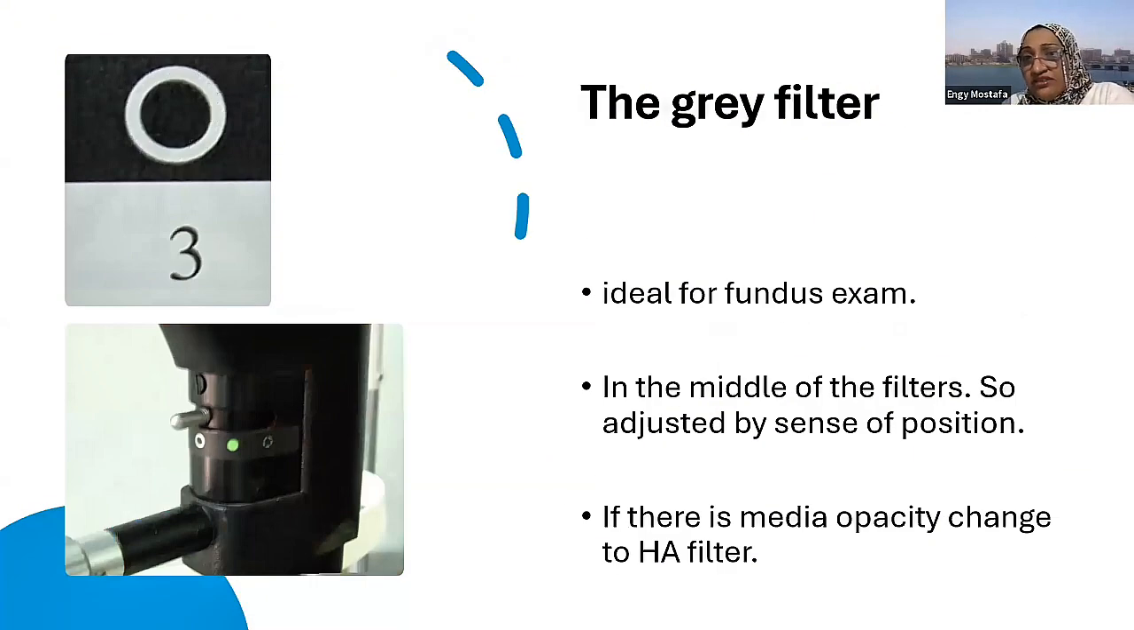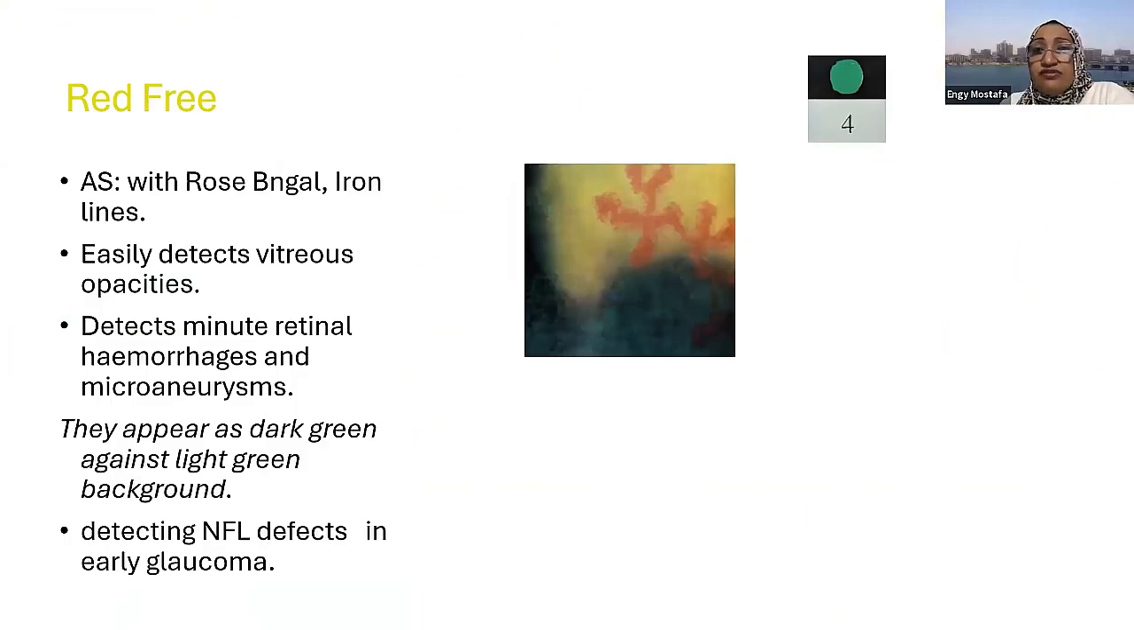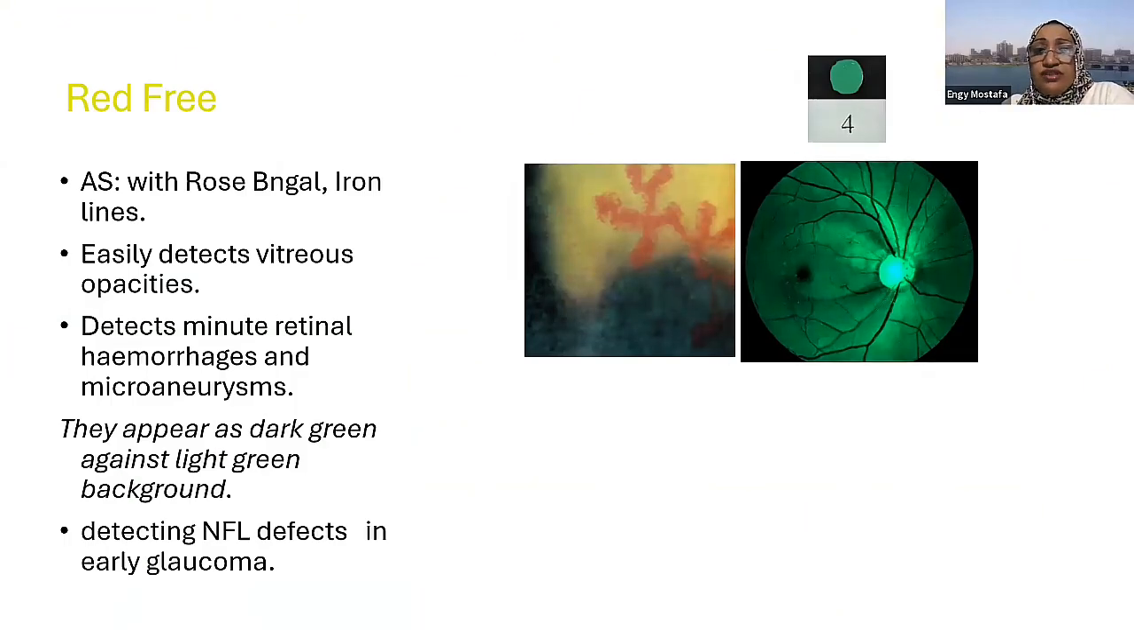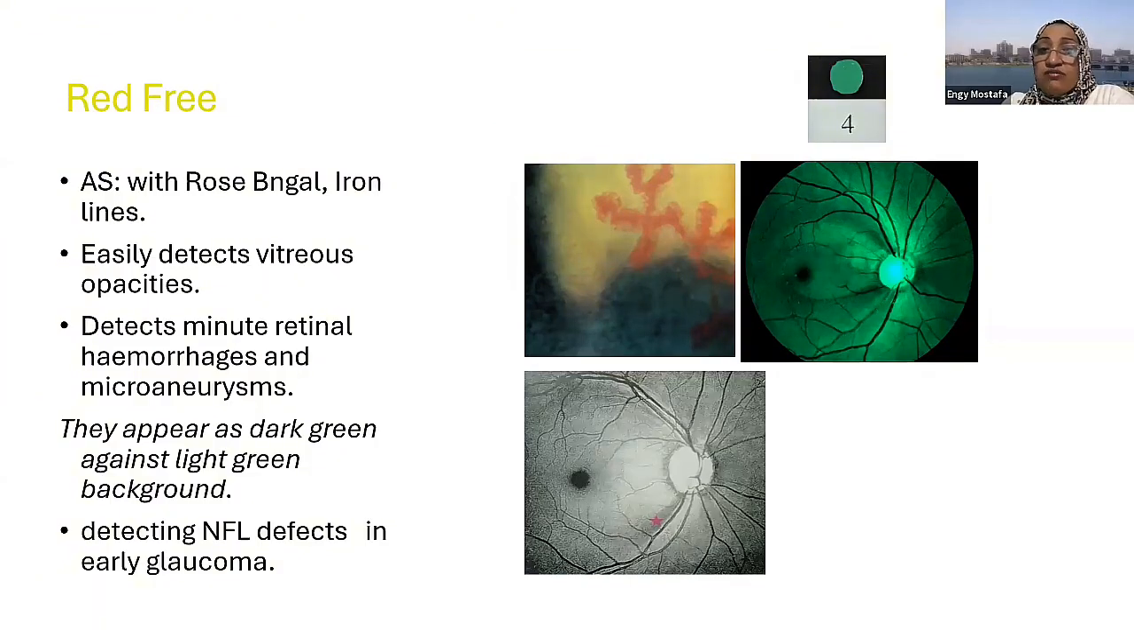While the gray filter is ideal for fundus examination. The gray filter, we would say, is like the red-free filter. The red-free filter we use more to detect minute retinal hemorrhages and microaneurysms. They appear as dark green against a light green background, and it's also very helpful for detection of nerve fiber layer defects in early glaucoma.